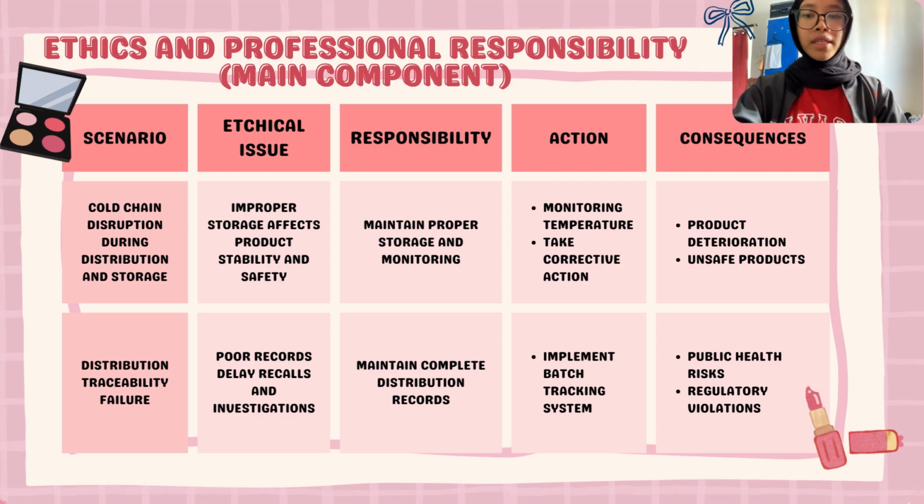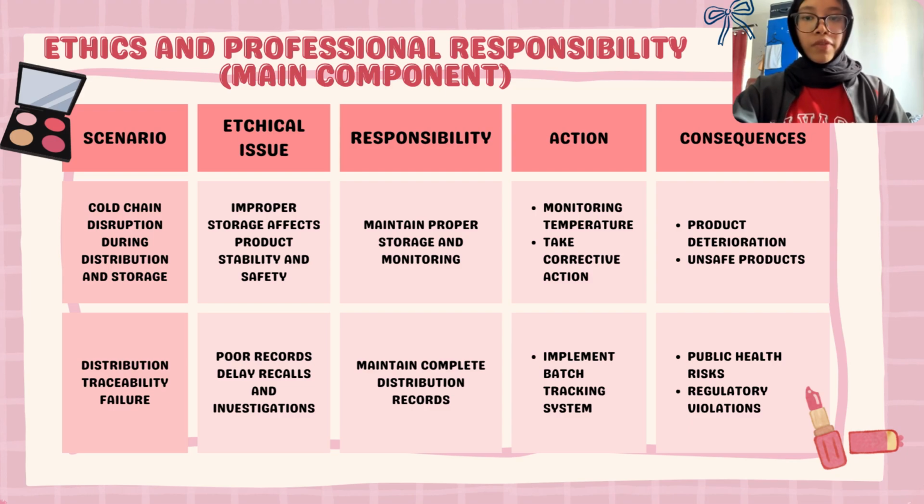The next scenario is distribution traceability failure. Traceability means the ability to track products from manufacturing until they reach consumers. The ethical issue here is poor record management, which can delay recalls and investigations if defective products are found in the market.